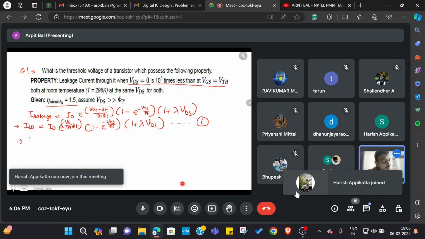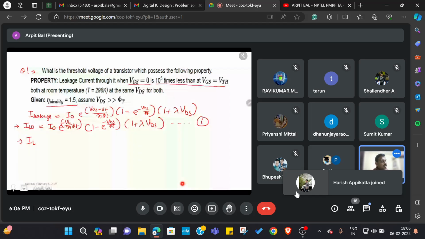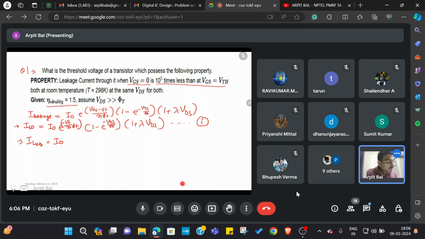Next, let me denote as ILVTH the leakage current when VGS is equal to VTH, equal to I naught e power (VTH minus VTH) by eta phi t, into 1 minus e power minus VDS by phi t, into 1 plus lambda VDS. This is my equation 2.